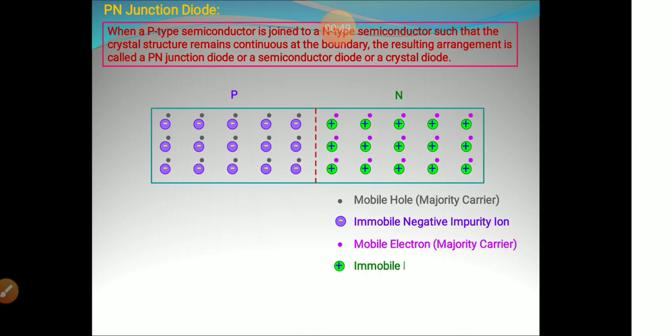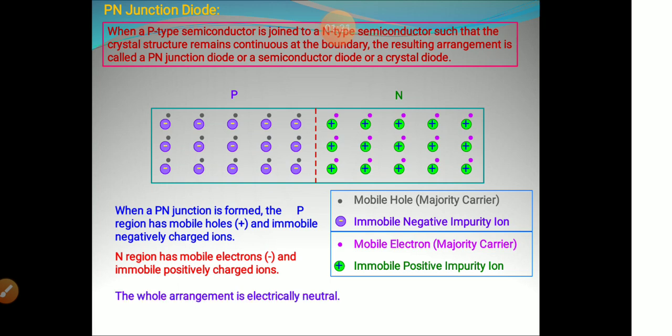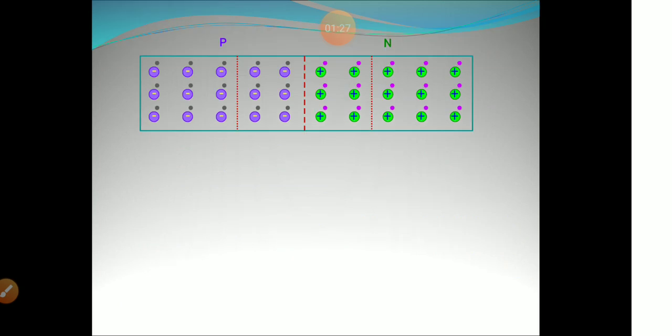Now here you can see that we have a p-type crystal where holes are majority charge carriers and they are attached with negative acceptor ions, and n-type has electrons as majority charge carriers and they are attached with positive donor ions. Here for the sake of simplicity, the minority charge carriers are not shown. Now let's see what happens when the junction is formed.